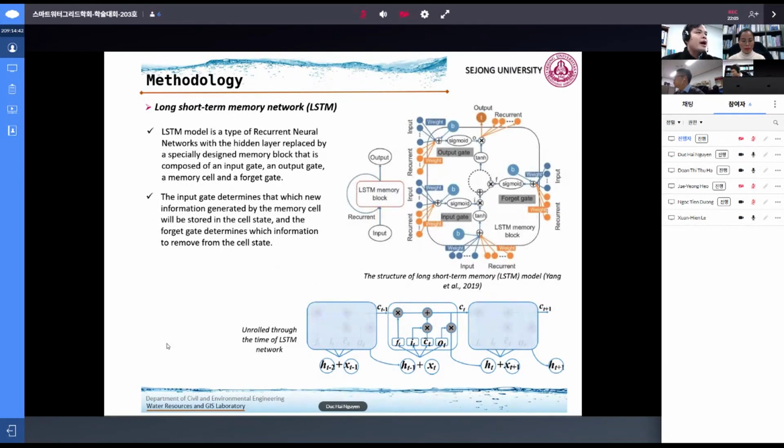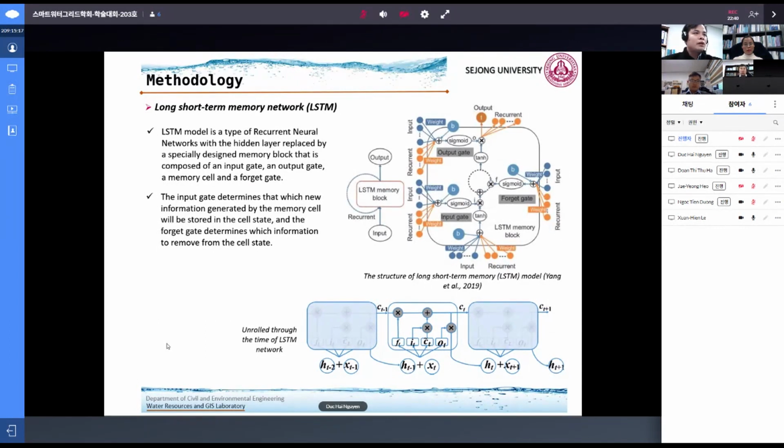This model is a type of recurrent neural network with a hidden layer replaced by a specially designed memory block that is composed of an input gate, an output gate, a memory cell, and a forget gate. In detail, the input gate determines which new information generated by the memory cell will be stored in the cell state, and the forget gate determines which information to remove from the cell state.